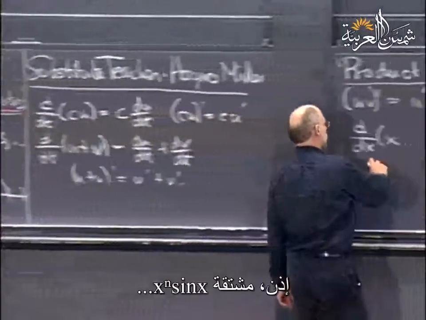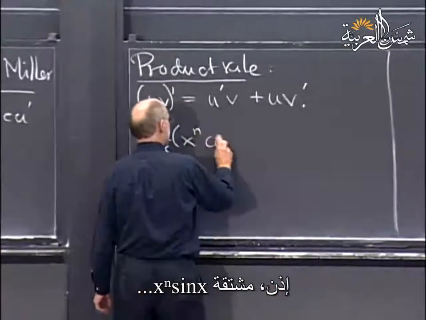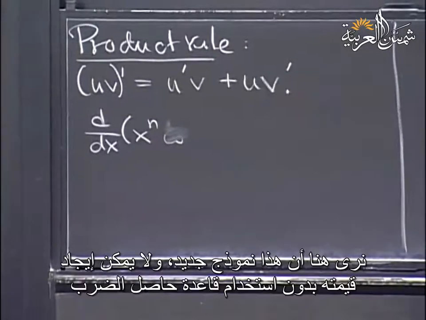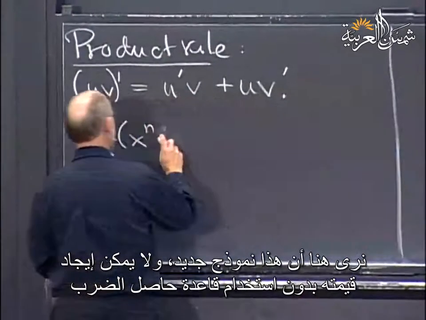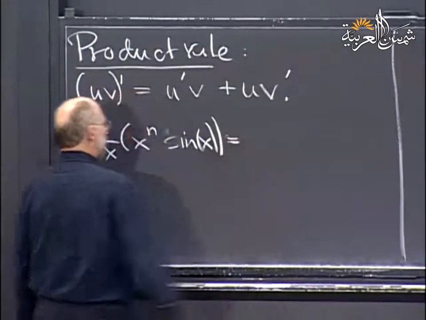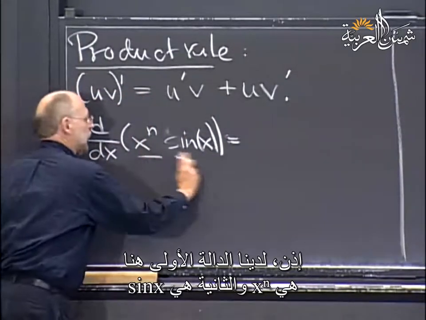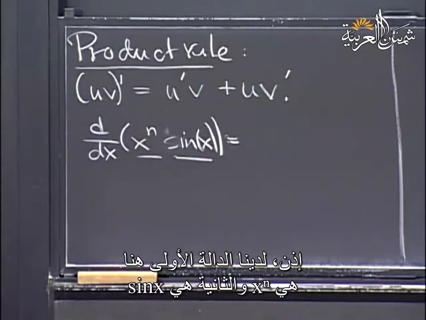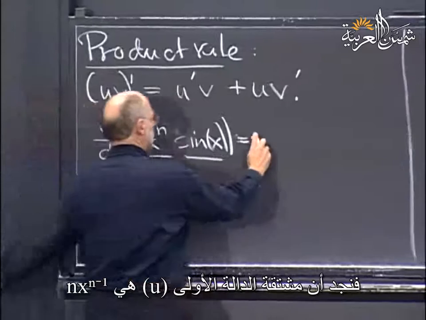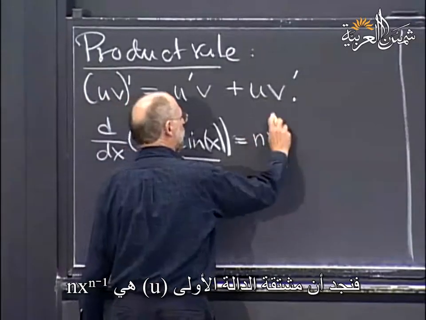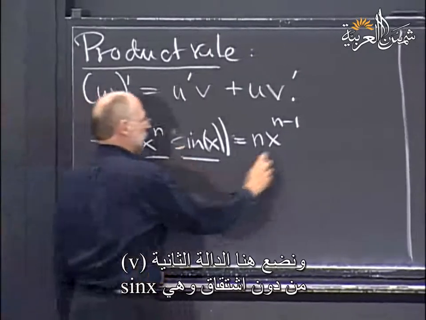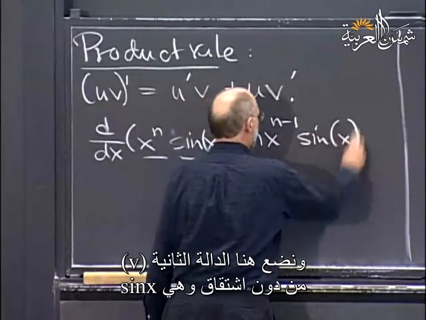So the derivative of x to the n times sine of x. So this is a new thing. Couldn't do this without using the product rule. So the first function is x to the n, and the second one is sine of x, and we're going to apply this rule. So u is x to the n, u prime is, according to the rule, n x to the n minus 1. And then I take v and write it down the way it is, sine of x.